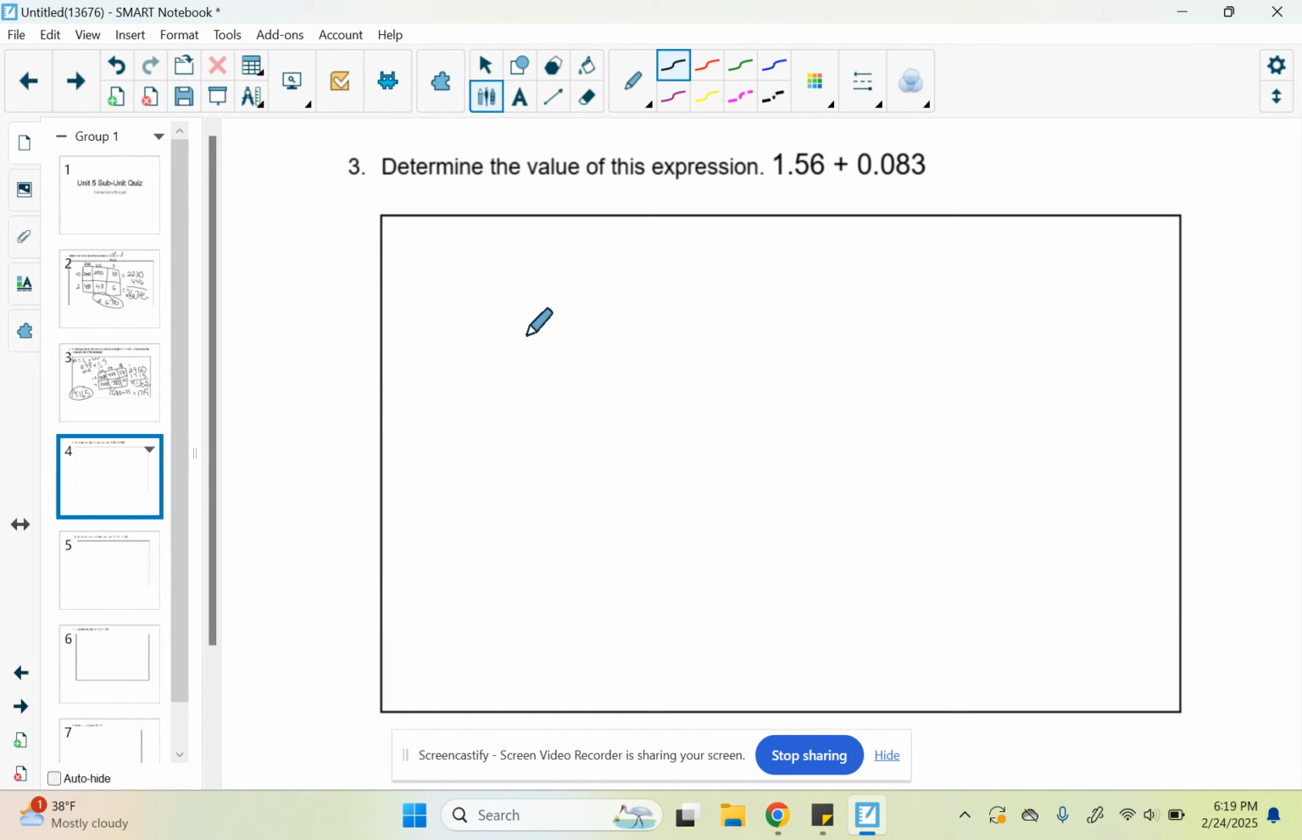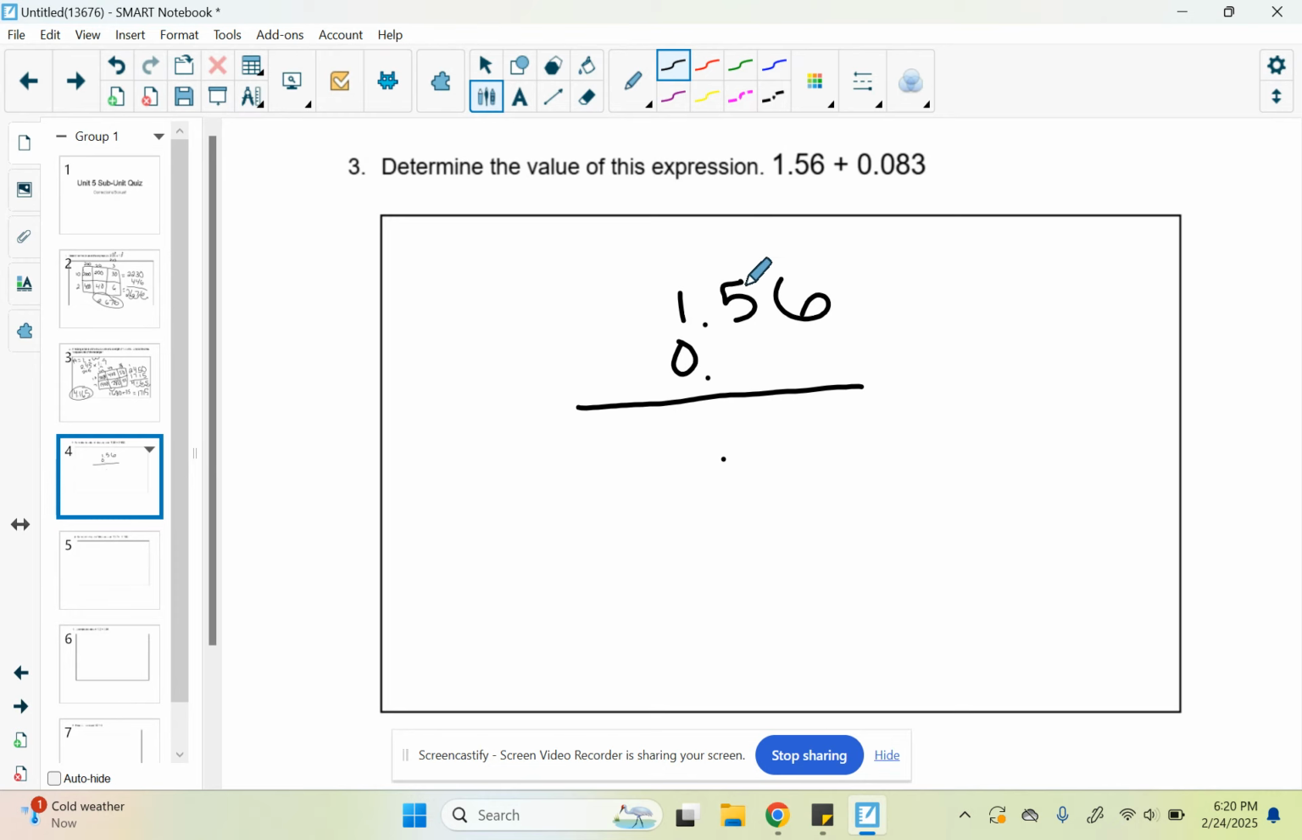Determine the value of the expression 1 and 56 hundredths added to 83 thousandths. When we are adding with decimals, we need to line up the place values: tenths on top of tenths, hundredths on top of hundredths. I'm going to start with my 2 decimal places and then our decimal place in our sum. We have 1 and 56 hundredths. And now we need to line up the other number.